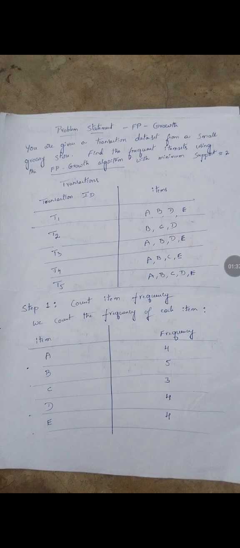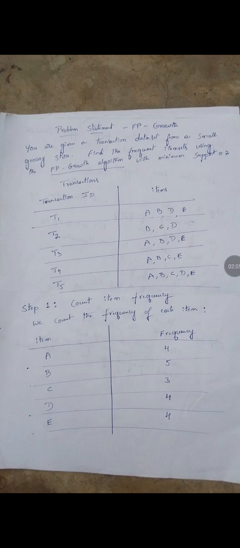For step 1, I have to count the item frequency. We count the frequency of each item. For the item A, it is repeated 4 times. How can we identify whether it is repeated 4 times or 3 times or 5 times? We have to check it with the given transactions.